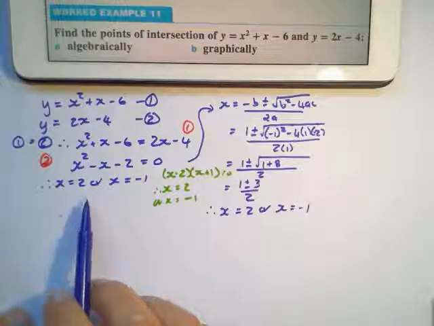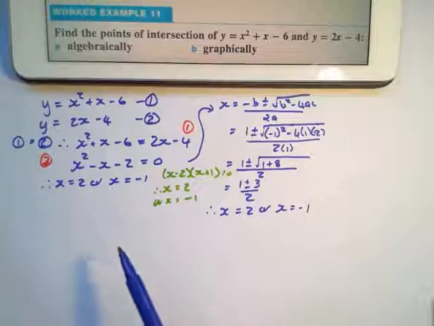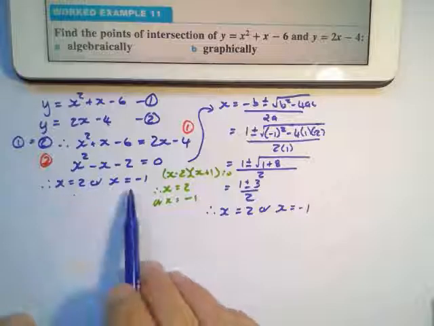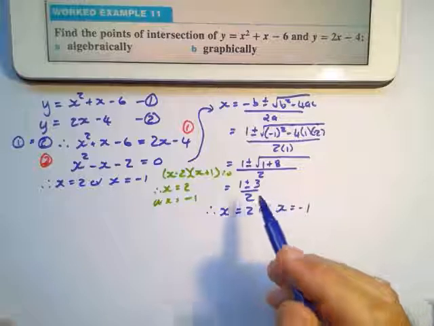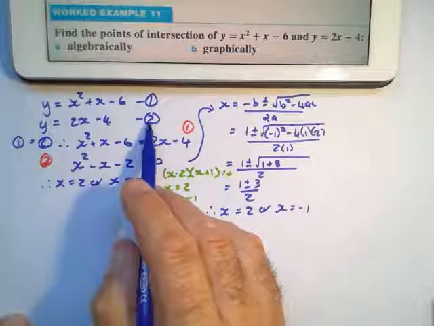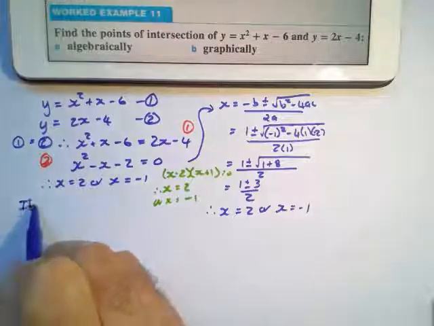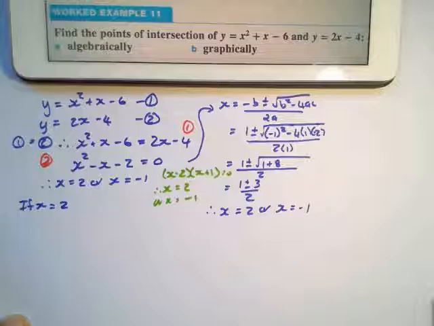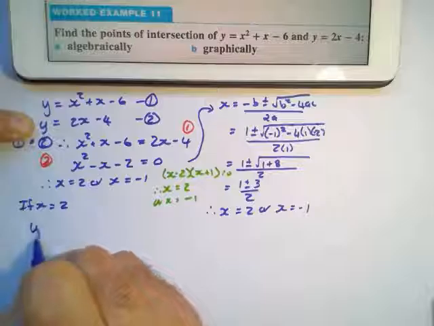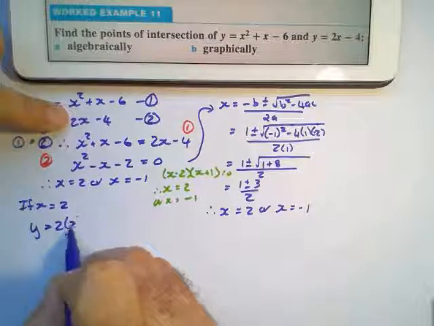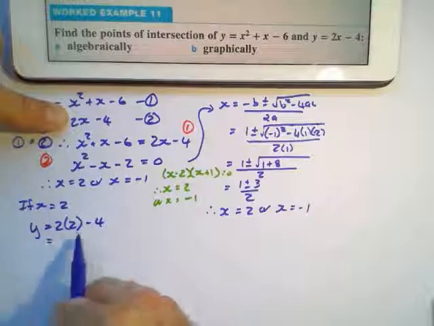I know what x is now. So on my graph, when x is 2, what is y? Well, it doesn't matter which one you put this in. If you just substitute this into any one of your first equations, you will find it. And obviously, it's easier when we substitute into the second one because it's a linear equation. So I'm going to say if x equals 2, what is y? Then y equals 2 times, use your brackets, x is 2, minus 4, so I substitute 2 back into there. 4 minus 4 is 0.